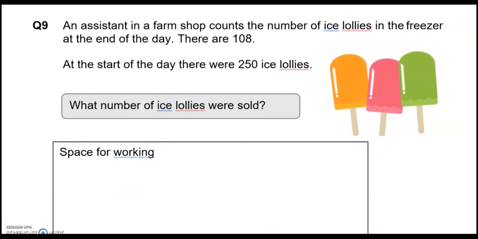An assistant in a farm shop counts the number of ice lollies in the freezer at the end of the day. There are 108. At the start of the day, there were 250 ice lollies. What number of ice lollies were sold? So 250 take away 108, that is 142.